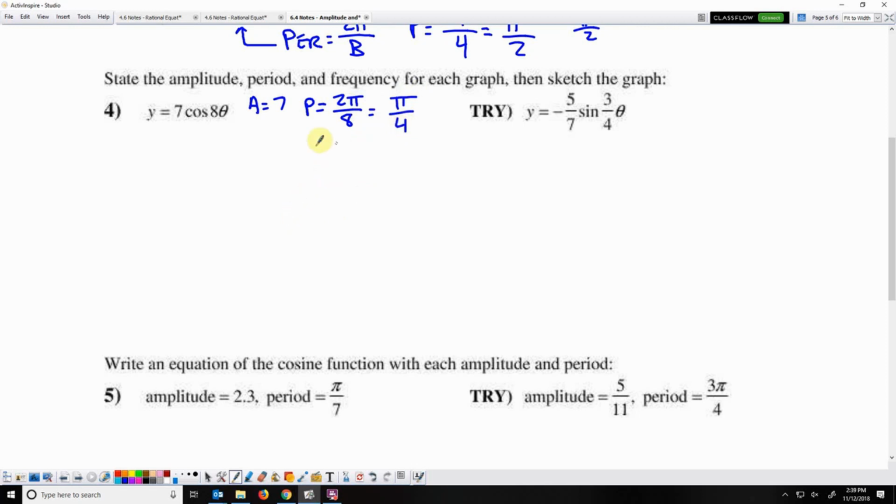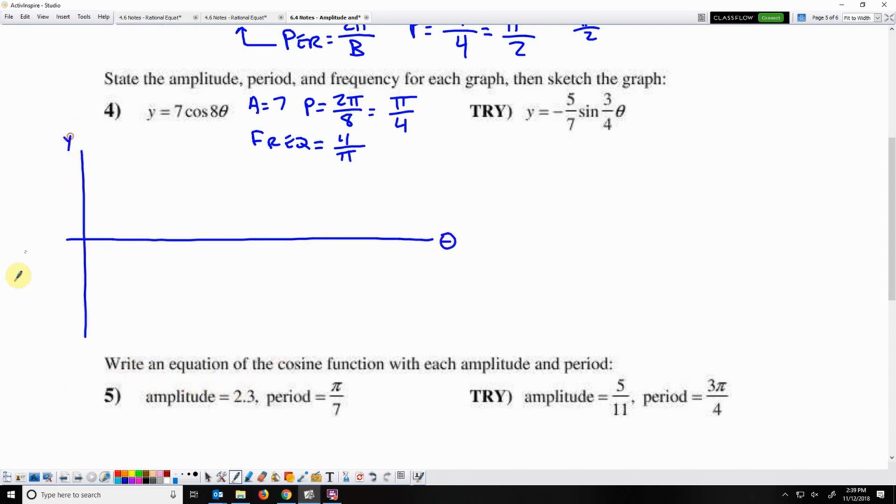Frequency is the reciprocal of the period, so the frequency is 4 over pi. Okay, now the graph. We're going to put in our axis. And we have a theta here, so this is going to be a theta axis. We won't call it an x-axis. Here's our y-axis. The center line is going to be 0, so this will also be the center line of our graph.